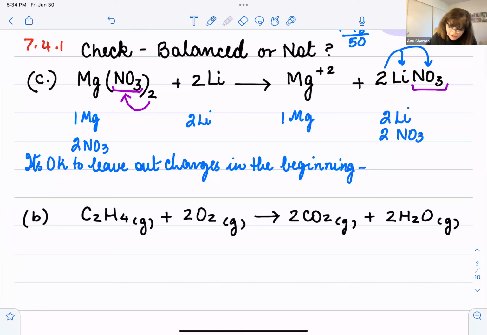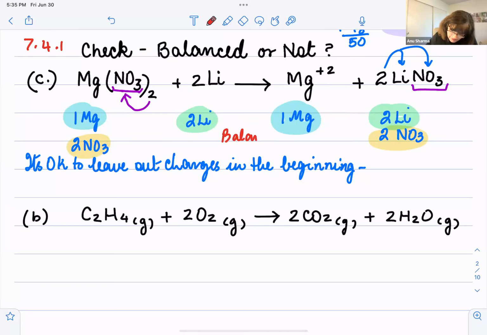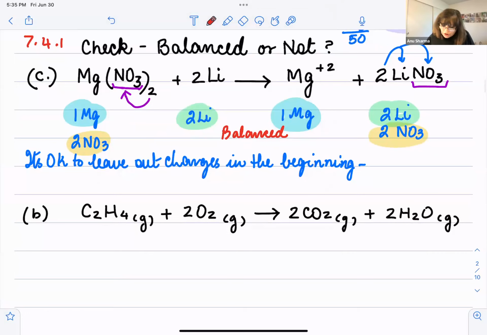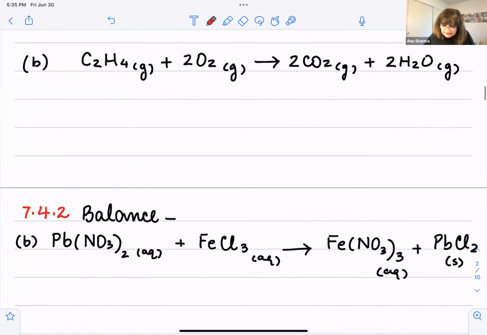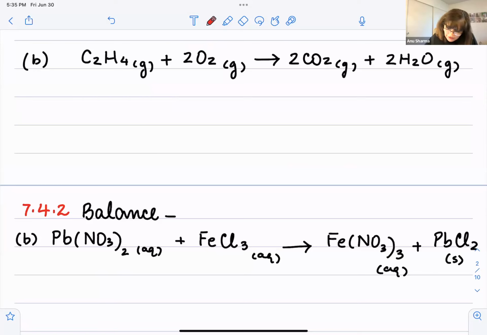So what is not balanced here? So we see that we have two nitrates on one side and we have two nitrates on the other side. So those are balanced. Then we have two lithiums on one side and we have two lithiums on the other side. So that is also balanced. Then we have one magnesium here and you have one magnesium here. So this looks like a balanced equation. Okay, balanced. Everything is balanced. So don't get confused with the charge on magnesium. Sometimes it's okay. Next is this guy, which one is balanced and which one is not balanced.